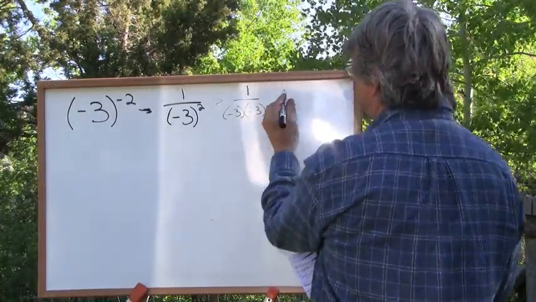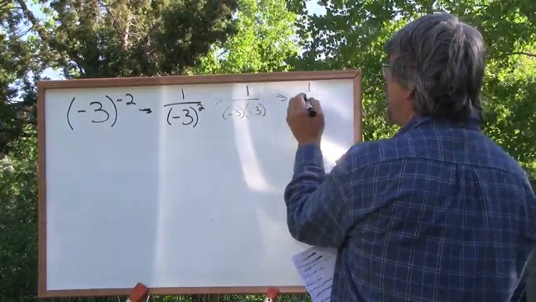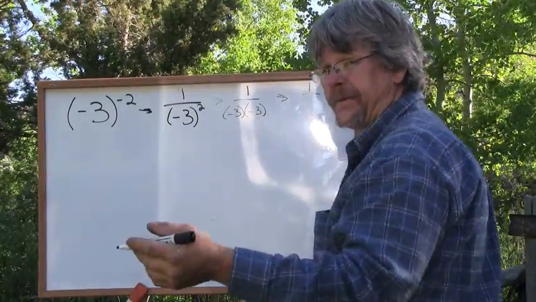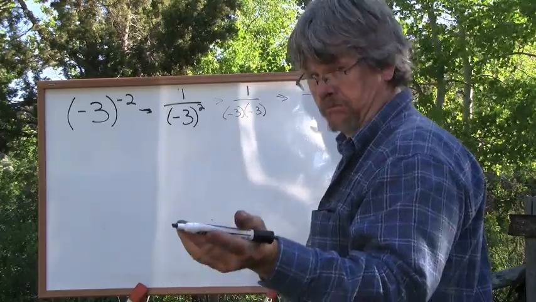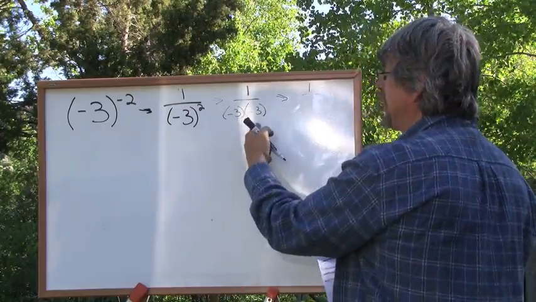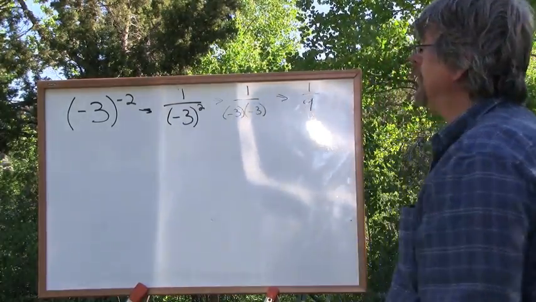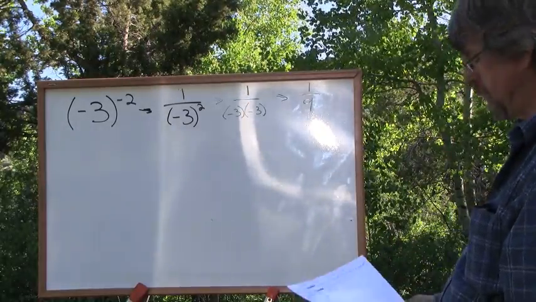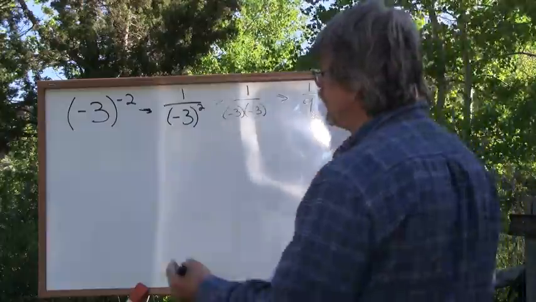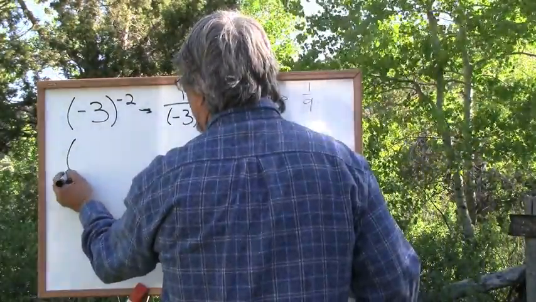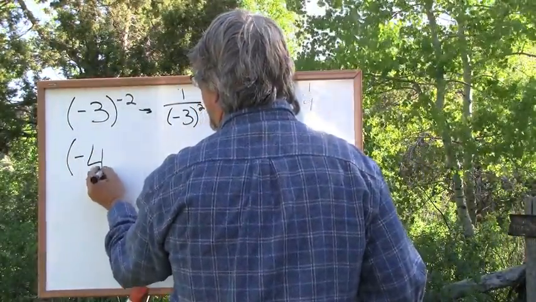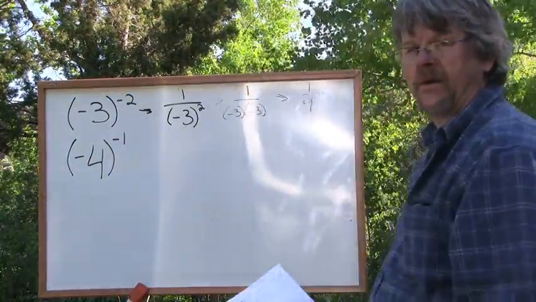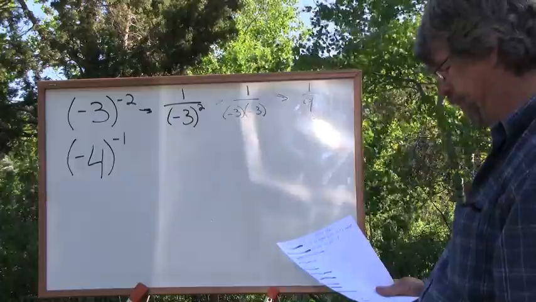And what does that equal? That's simply 1 over negative 3 times negative 3. A negative times a negative is a positive. So negative 3 times negative 3 is simply 9. And that's your answer, 1/9. That's kind of cool, isn't it? What if we were told we had a negative 4 and this was to the negative 1? What do we do in that instance?